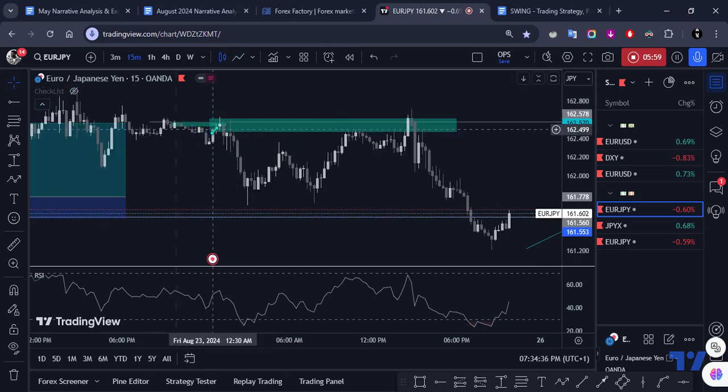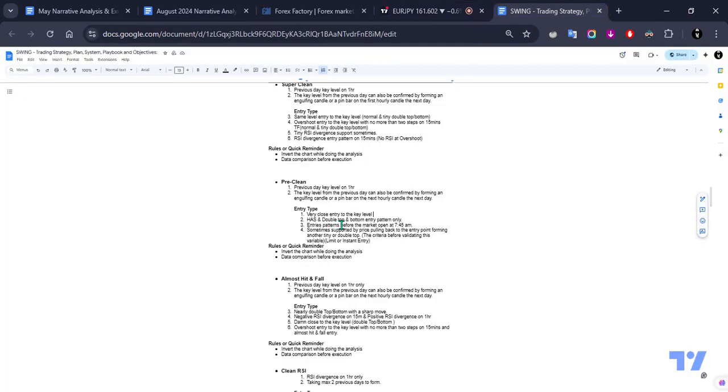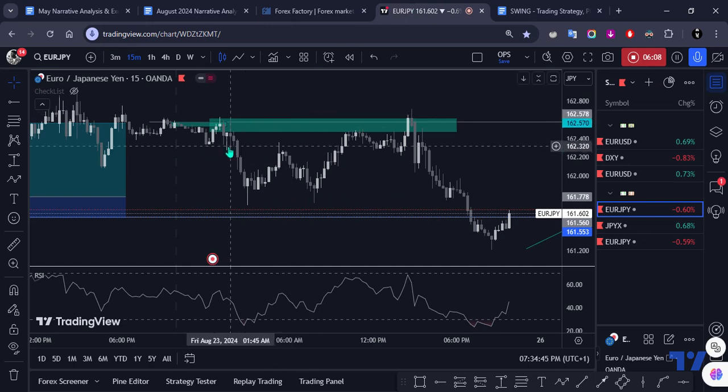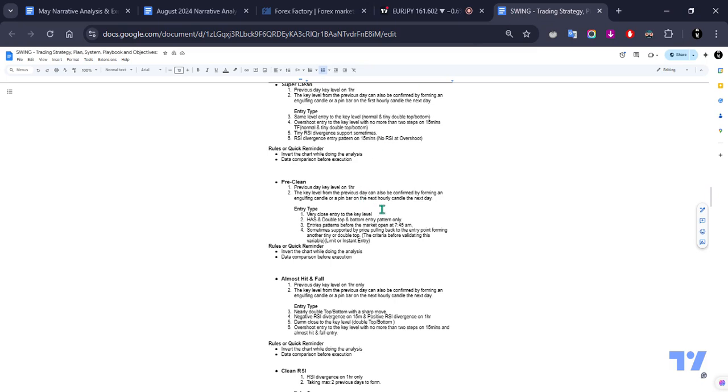So that makes it a valid pre-clean level. So then I was expecting entry before market open at 7:15. I think all this happened around 1:30 Asian, 1:30 WAT, West African time. Then sometimes supported by price pulling back to the entry point, forming another tiny or double top. These are the criteria before validating this variable limit entry.